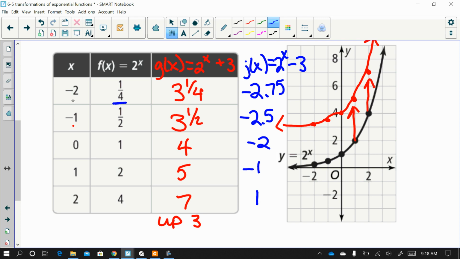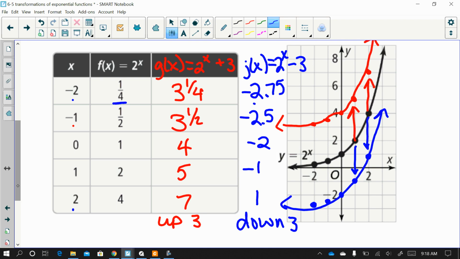So let's plot these points. -2, -2.75. So that right here. -1, -2.5. 0, -2. 1, -1. And 2, 1. Connect those dots. How did I get from the black to the blue? Well, looks like I went down 3.